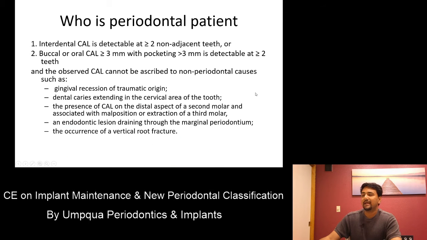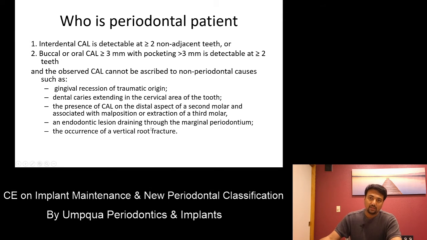So let's look at, according to this new framework, who is a periodontal patient. A periodontal patient is considered someone who has an interdental bone loss or clinical attachment loss at more than 2 non-adjacent teeth, and buccal or oral clinical attachment loss of more than 3 millimeters at more than 2 teeth.